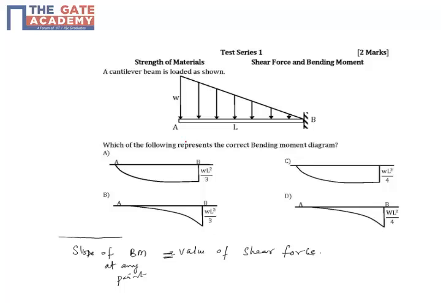So from this loading diagram I can easily get the value of the shear force at any section, and then I can check. Let's check at the ends first, A and B. Let's start with A. At A, what is the shear force value? At A, the shear force value is 0.